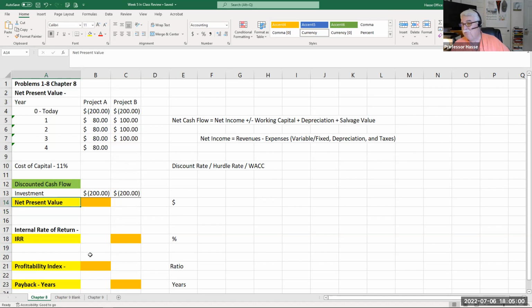Some companies look at all 4. When I had my business, I looked at all 4. I wanted different perspectives. But each company has their own pet way of looking at investment returns. And that's why it's good to know all 4.